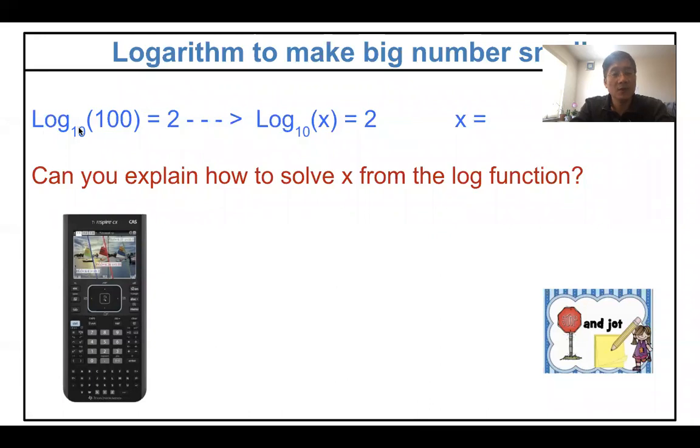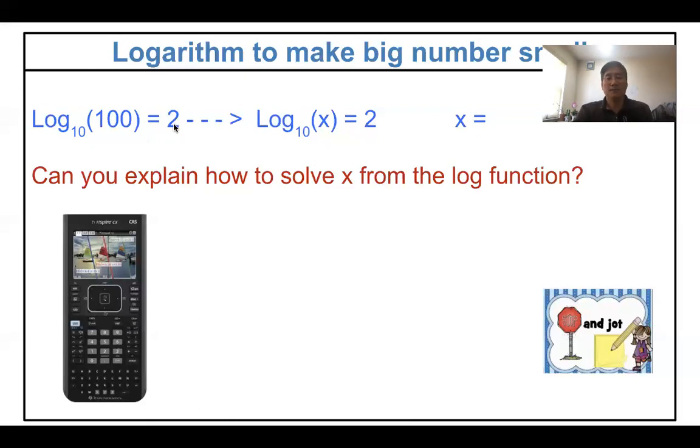When you put the log without any base, later we are going to learn the common log, which has base 10, you don't need to write down base 10. So if you just put log 100, it means base 10, log base 10 of 100. If you put log 100, the calculator will give you 2.